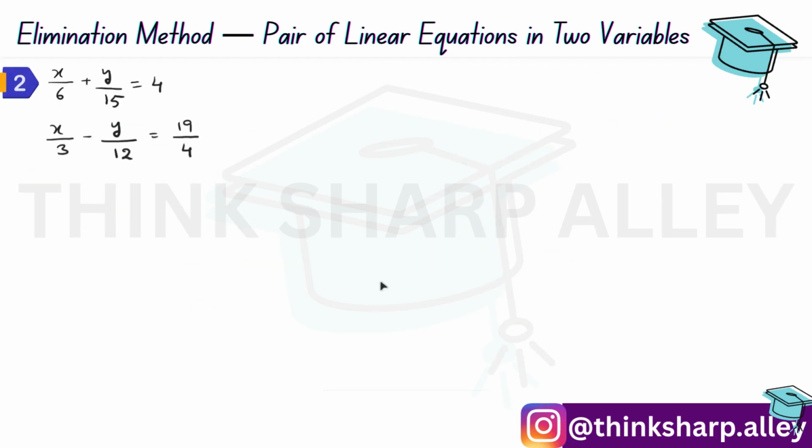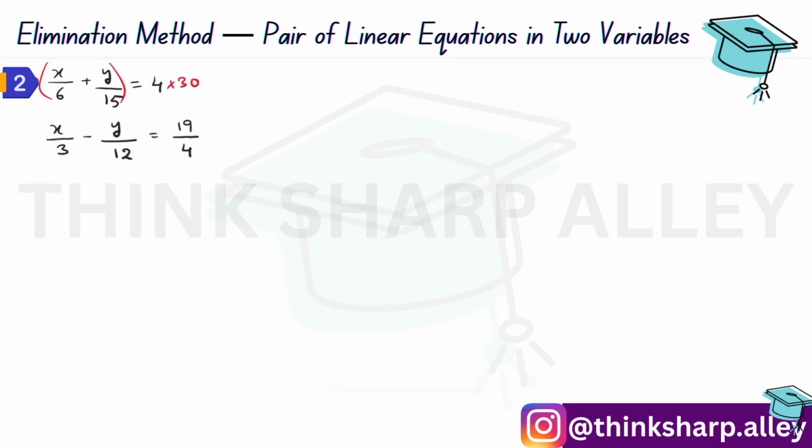This is the second question. The first thing we notice is that both of these equations contain fractions, and working with fractions can make calculations messy. So it is usually better to eliminate the denominators first. For the first equation, the denominators are 6 and 15. We take LCM of 6 and 15, which in this case is 30.